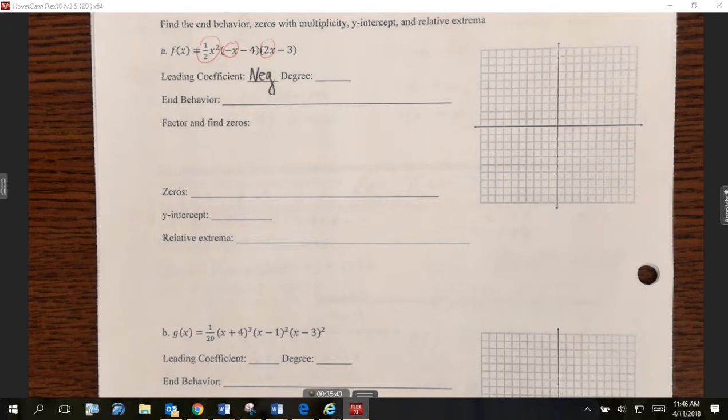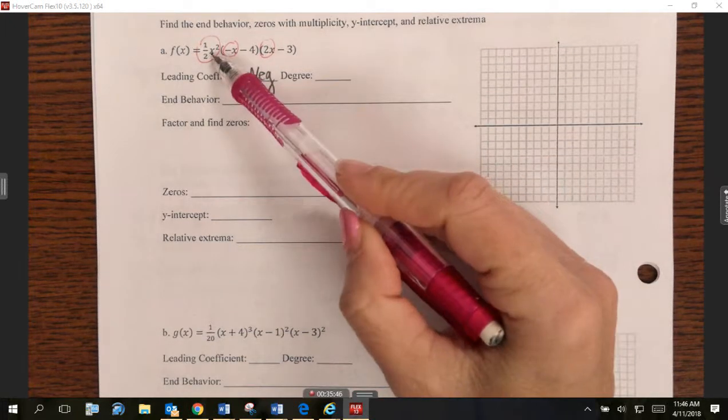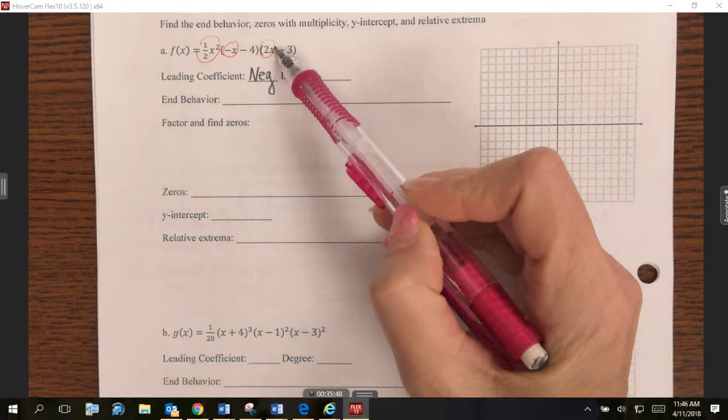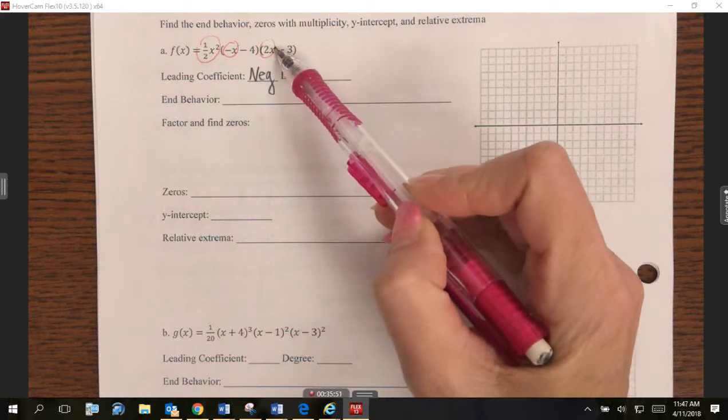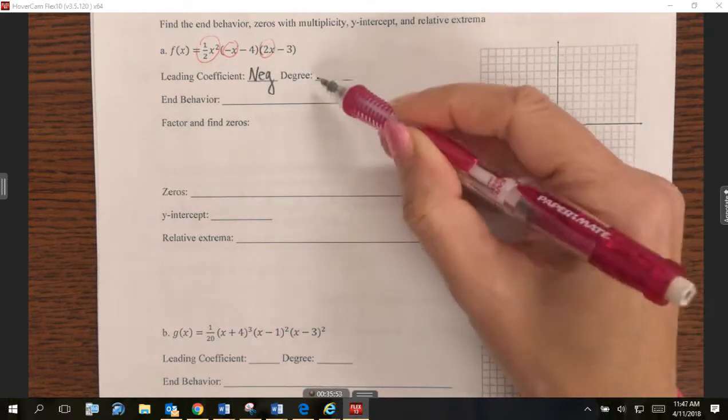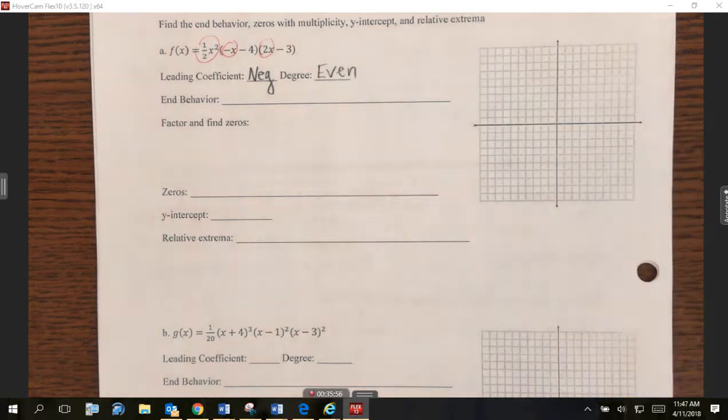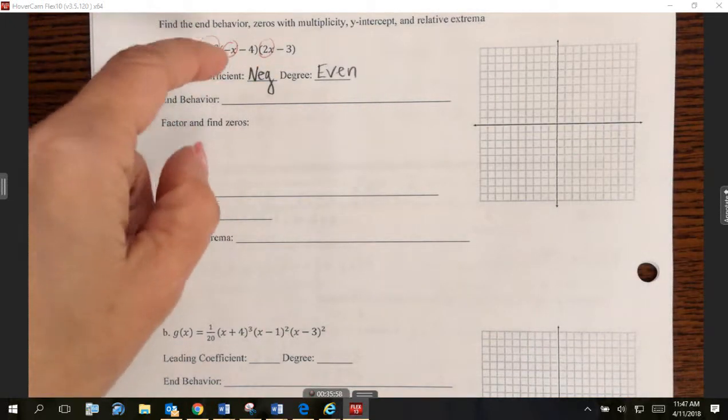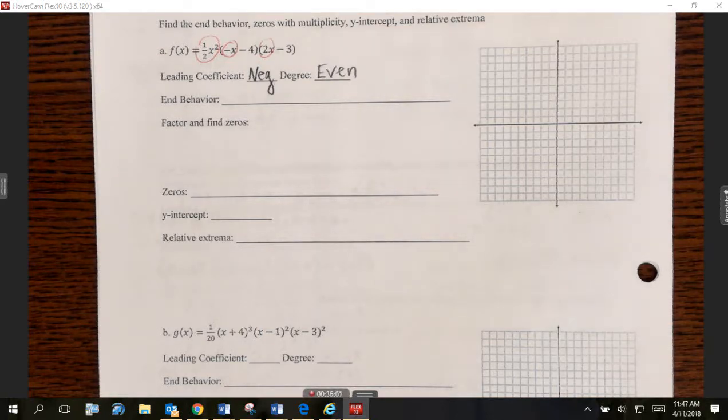And then for my degree, if I'm multiplying together an x squared and x to the first and then 2x to the first here, that's 4. So even. So in your homework, it's going to be factored like that. You're going to have to think about putting it back together to actually know if it's positive or negative, or even or odd. All right, now stop talking. So answer the next question. F of x approaches what? If you draw that little picture, it might help you.